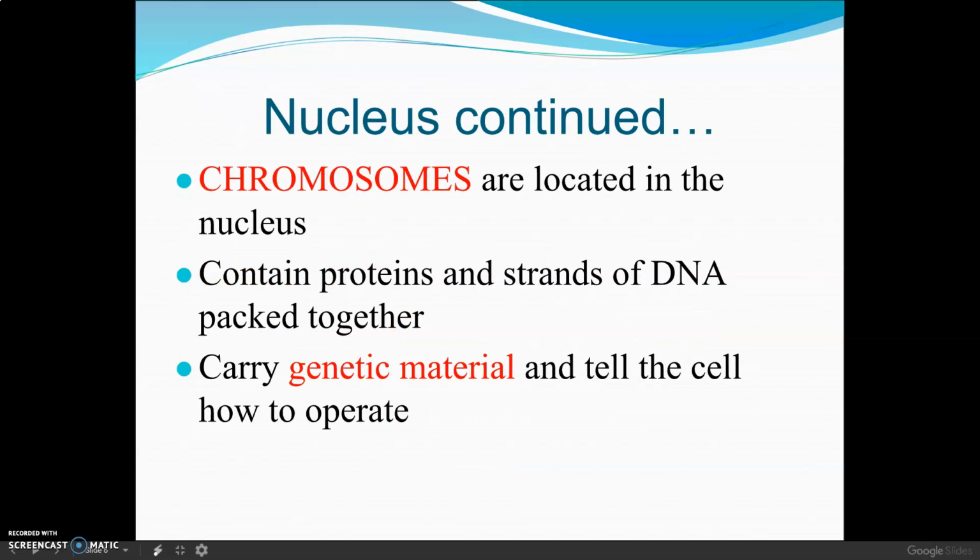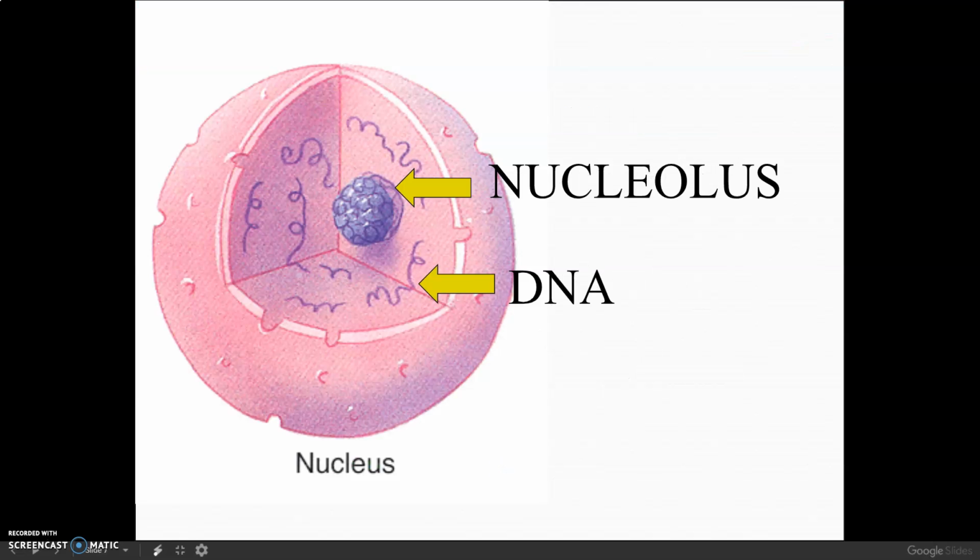The nucleus also has chromosomes. It contains proteins and strands of DNA packed together. It also carries genetic material and tells the cell how to operate. Here's a diagram of the nucleus. This is the nucleolus, and these little strands are the DNA.